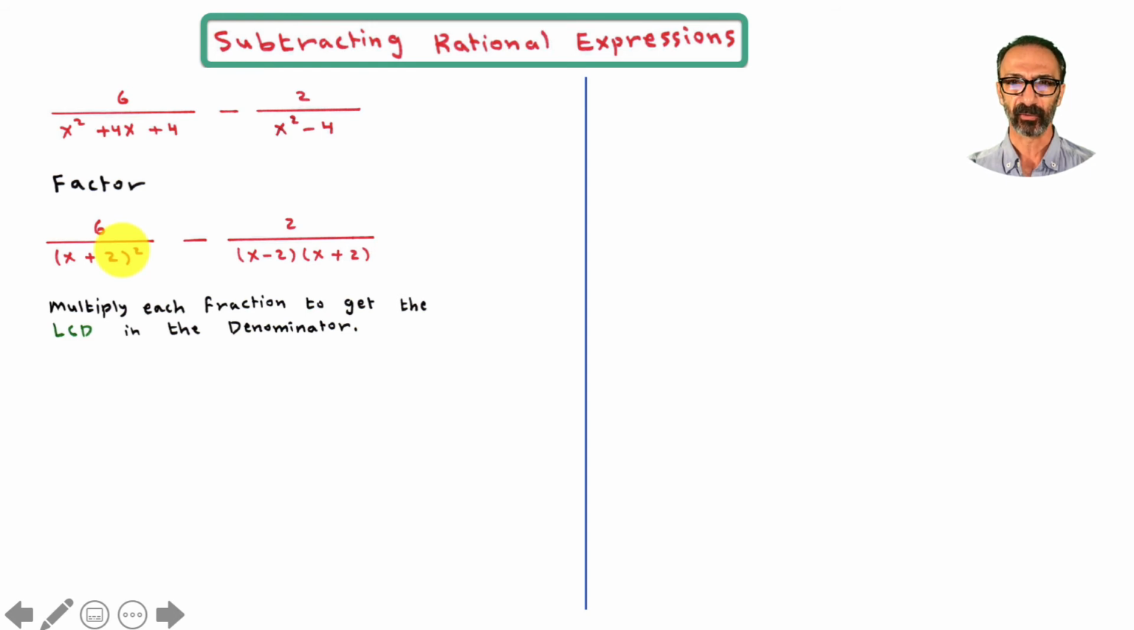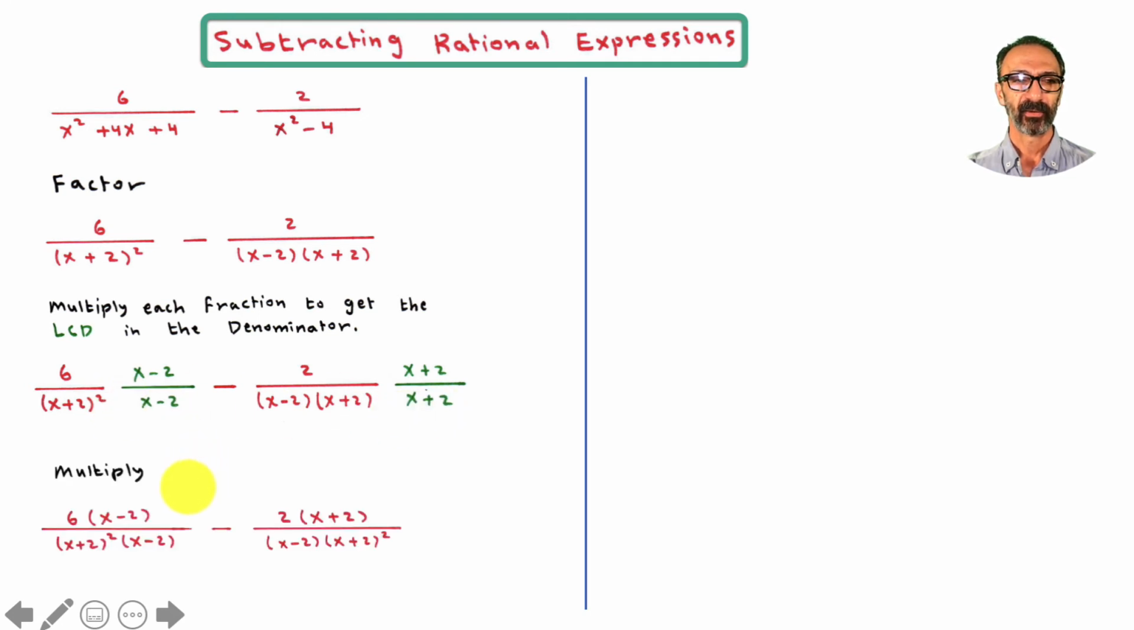And this is what you do. You just bring in what's missing here, and what's missing here, to make them identical. So here I'll bring in the x minus 2. So if you look at this, I have 2 of these and 1 of these. And now I have 2 of those x plus 2 and 1 of the x minus 2. They're both the same denominator.